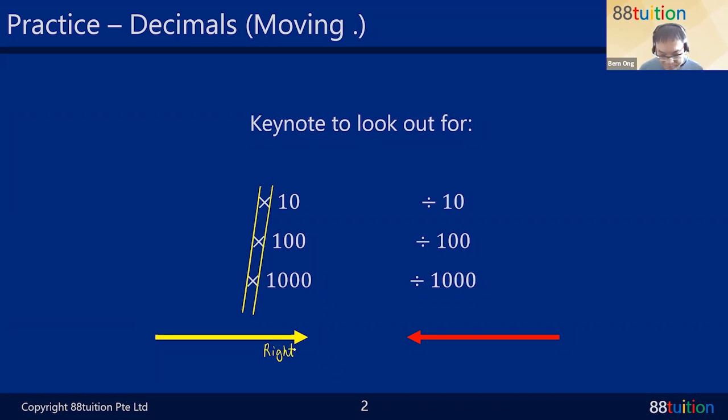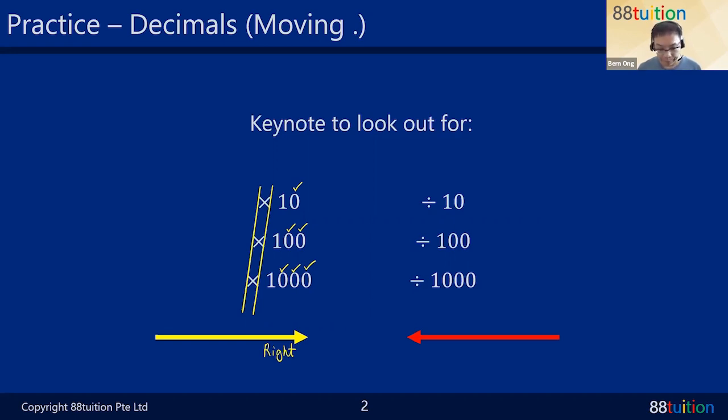The number of steps depends on the number of 0s. 1 zero means 1 step to your right. 2 zeros means 2 steps to your right. 3 zeros means 3 steps to your right. And remember, all this is times 10, 100, and 1000. It's not about times 20, times 200, or times 2000. Those will be handled in Primary 5 and Primary 6.